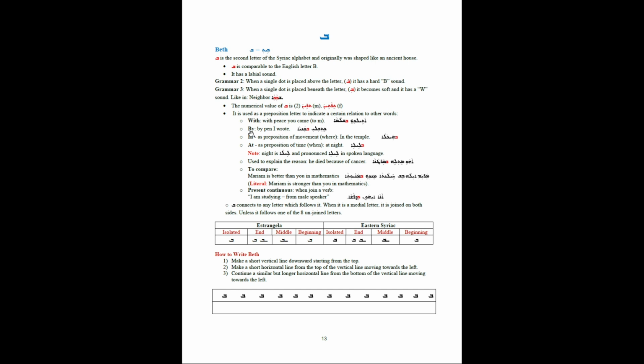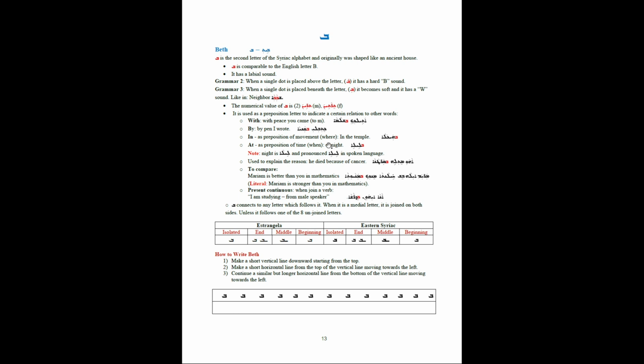It also means by, using a tool. For example, qanya is a pen, and with a pen, by a tool, is bqanya. It also means in, as a preposition of movement or where. In a temple, for example, hekla means temple, and bhekla means in a temple. It also means at, to represent time.